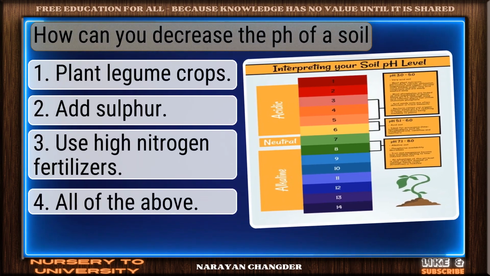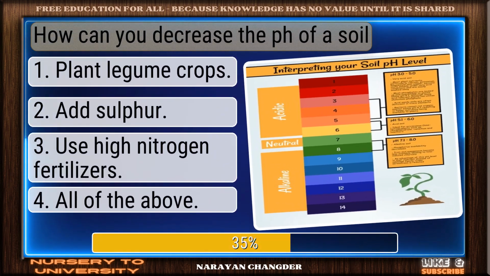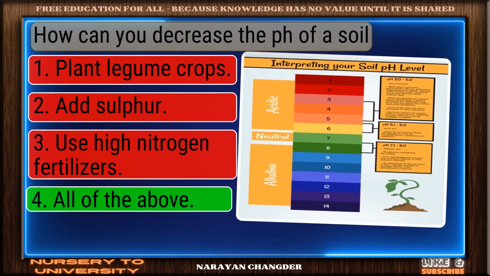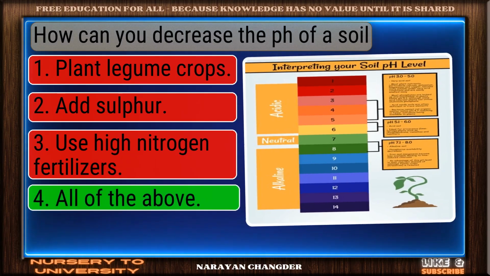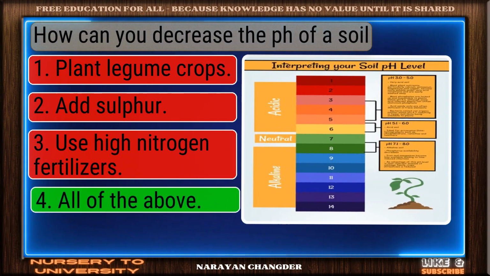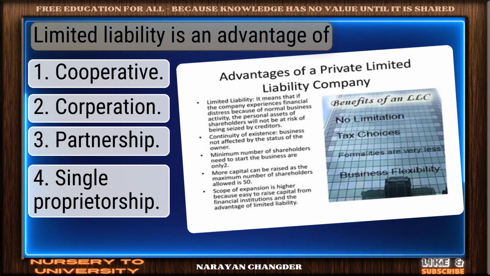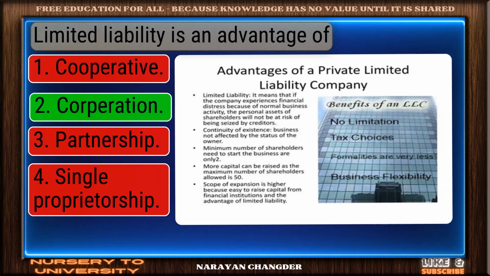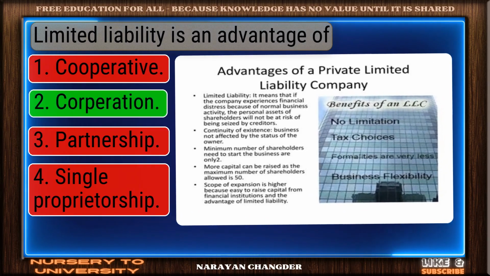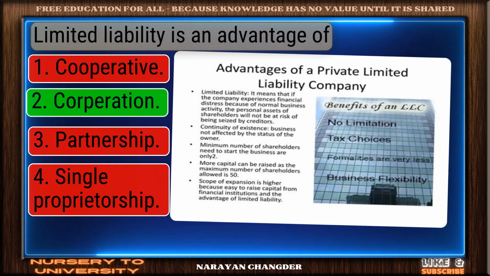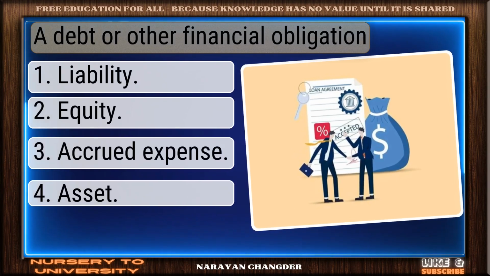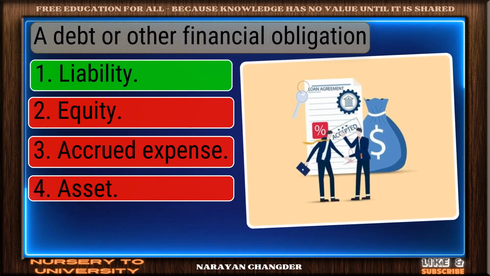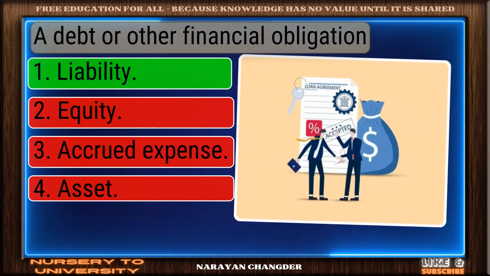How can you decrease the erodibility of a soil? Clear logic. Your choice, all of the above, is sound and 100% true. Limited liability is an advantage of? You're right. Corporation is the correct answer. A debt or other financial obligation. Excellent. Liability is a brilliant choice.